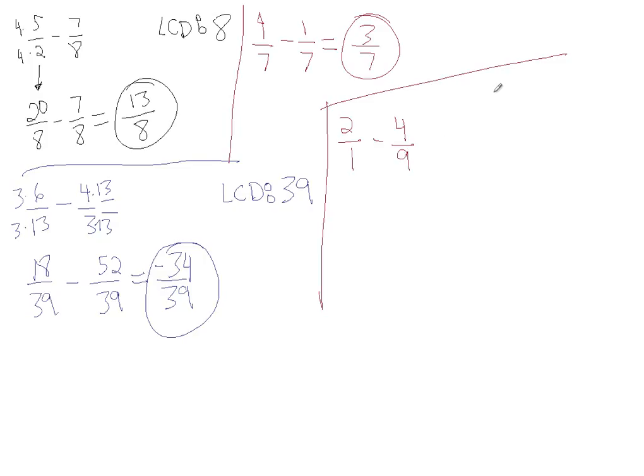Okay, first thing we need to do is find an LCD. Well, 9 is actually a good LCD because this is actually a whole number written as a rational number. So we want to transform this number into a fraction with a denominator of 9. And we can just bring this one down.